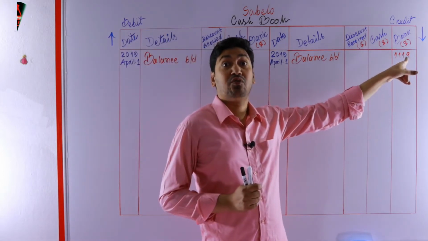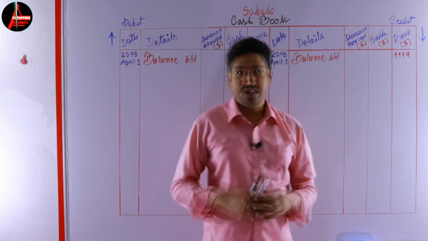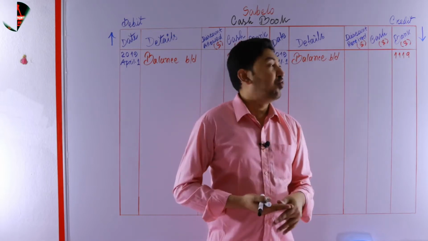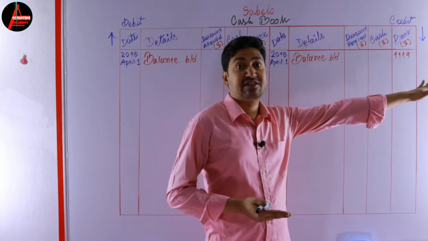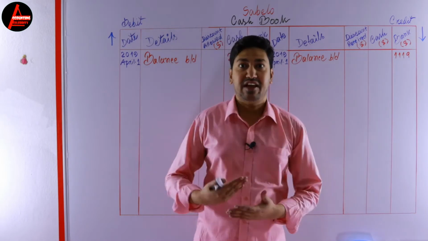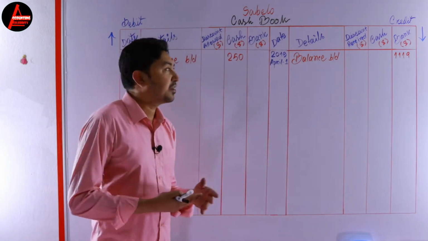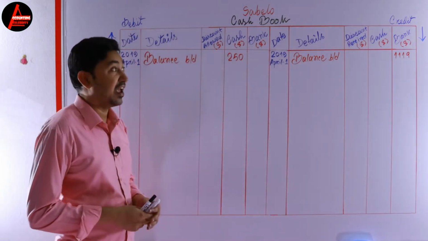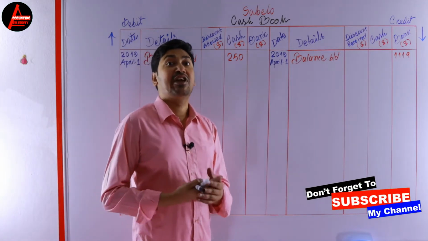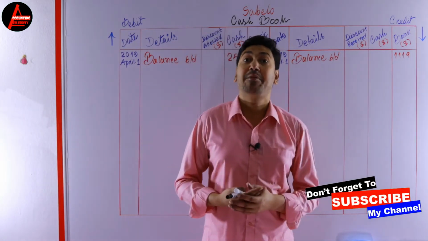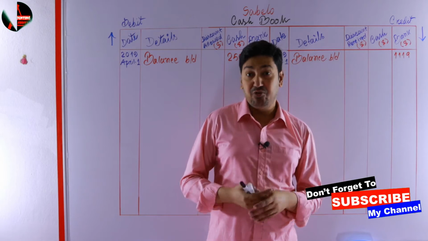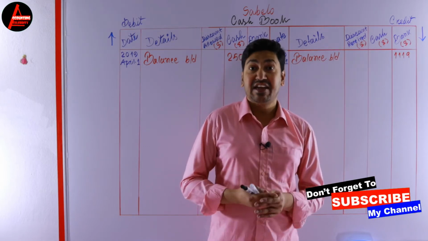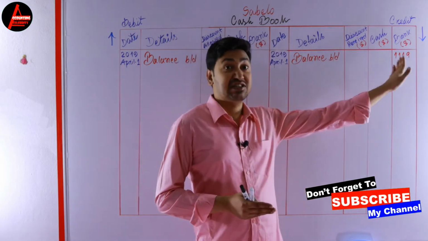$1,119. You might be thinking, why is balance b/d of bank here on the credit side? Why not on the debit side? Yes, it might be on the debit side. It depends. If your bank has a credit balance, or if you have a bank overdraft, which is a liability, in this case balance b/d will come on the credit side.